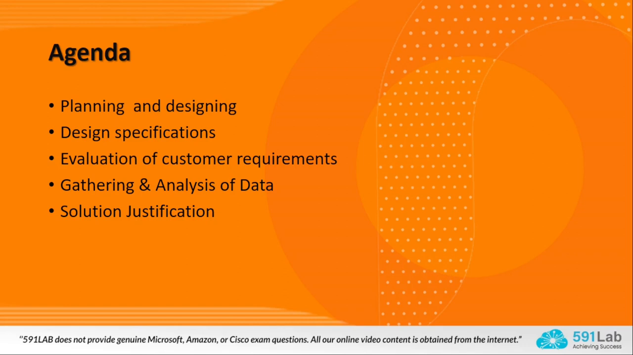Under planning and designing, topics related to selection of products for a given scenario, how a specific technology would meet customer requirements, and designing high-level architecture are included. Then design specifications include the designing and documenting the bill of materials, detailed design of logical and physical network solution, including network management and security.